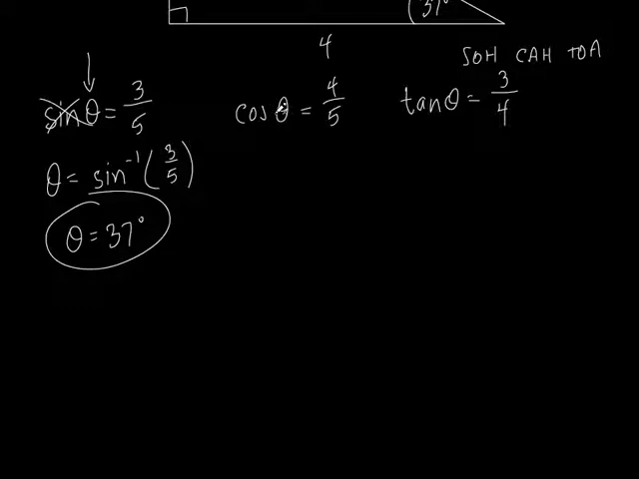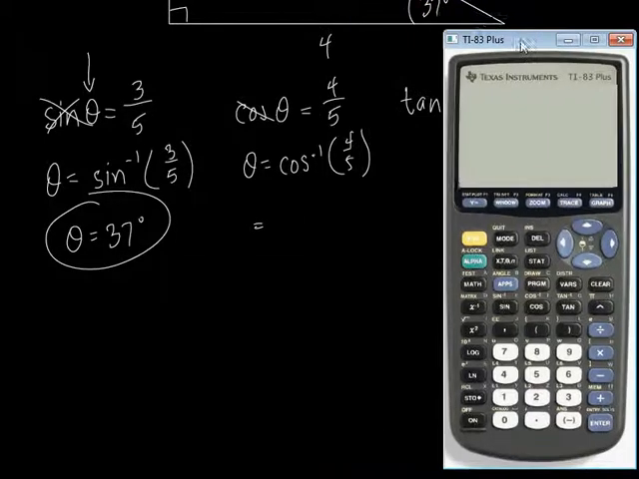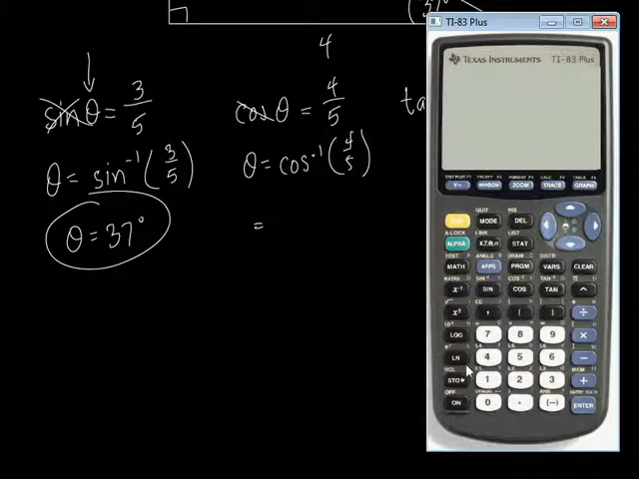So let's do it. If I wanted to solve for theta, I would take the what? Not the inverse sine this time, but what? Cosine. The inverse cosine. So I put cosine to the negative first of 4 over 5. And now I can put this into a calculator.